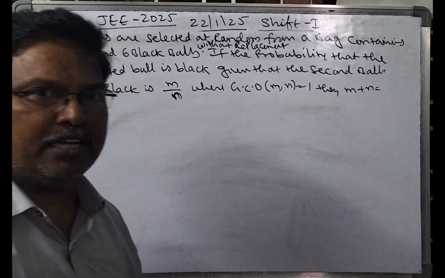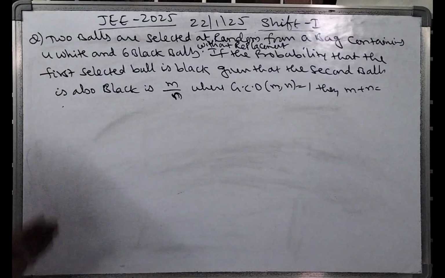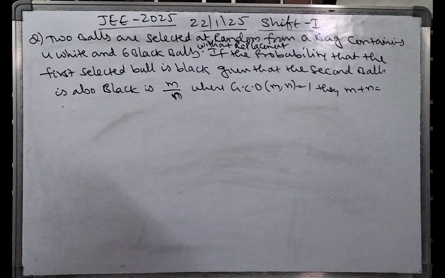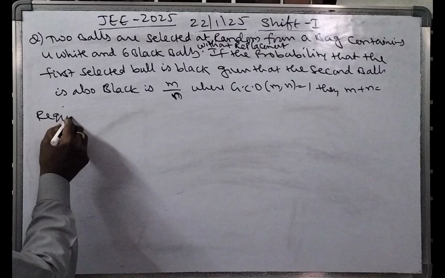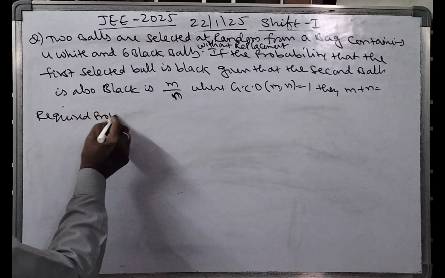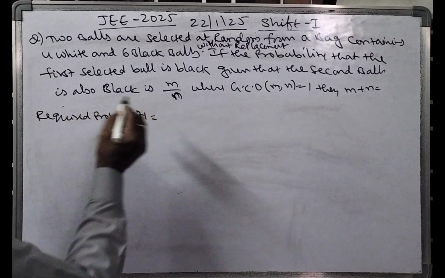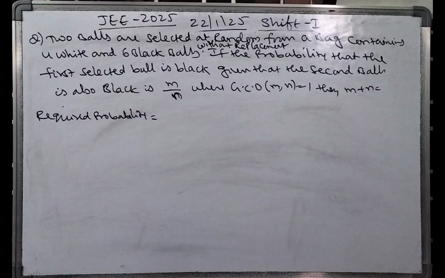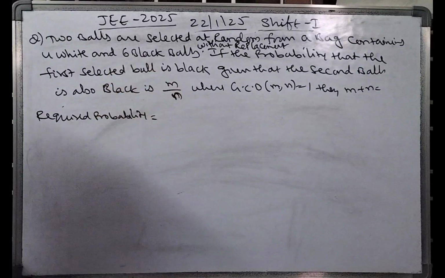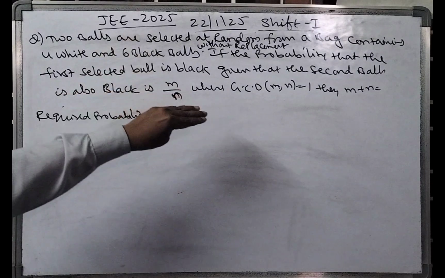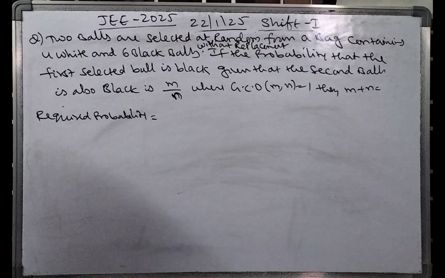that means the probability of selecting the first ball as black given that the second ball is already black. So the required probability is equal to, as per the condition, the second ball is compulsorily black, then what is the probability that the first ball is also black? That is the given problem.